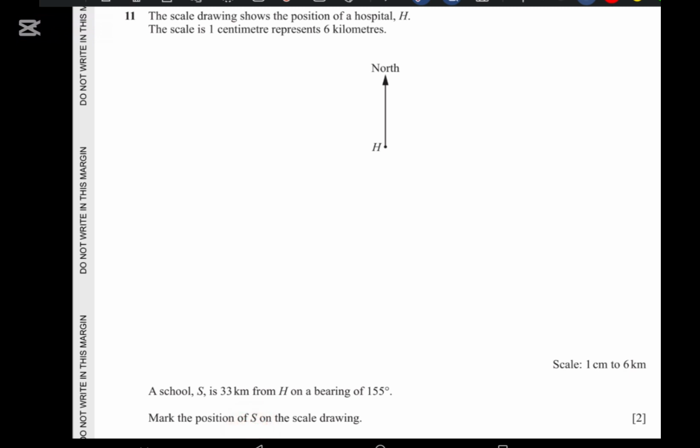Now this is the scale drawing. You have to mark the position of the school S here. So for that they have given us the bearing. Bearing means in which direction it is. From north it is how many degrees. That is bearing. You already know that. So use your protractors to do that and mark it with a protractor. Join that with your ruler and pencil. So it might be something like this.